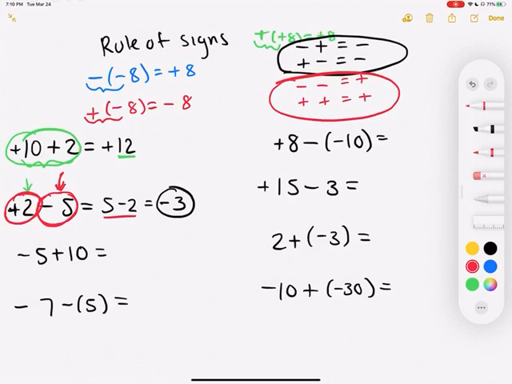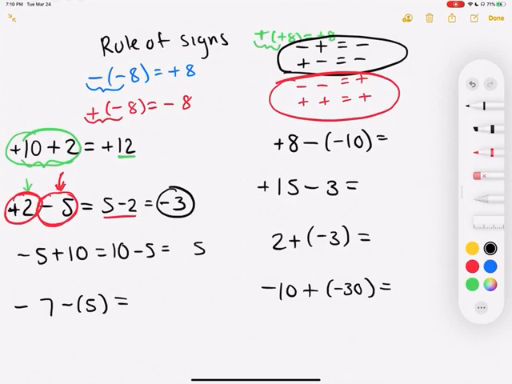Let's see if we can apply the same rule for the next example. That's negative 5 positive 10. Those two numbers have different signs, right? That's a negative 5 and a positive 10. So the rule says I have to subtract the smallest from the largest. The largest number is 10, and then I'm going to subtract the smallest number. So the magnitude of the numerical value is going to be 5.